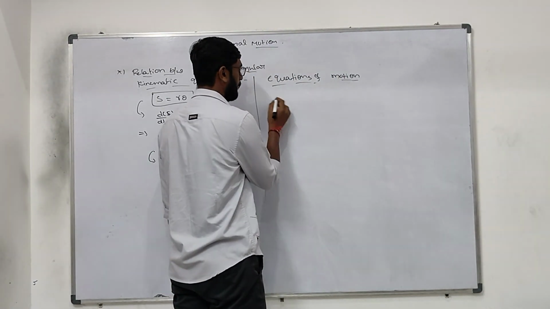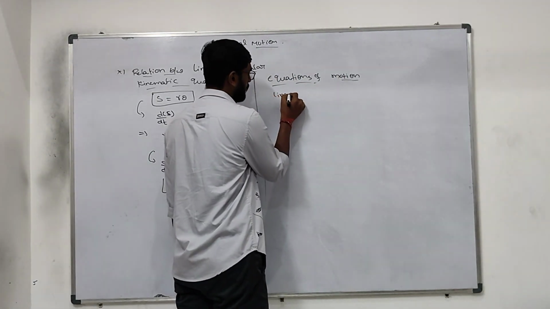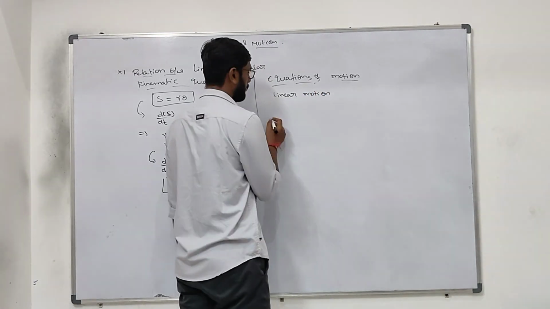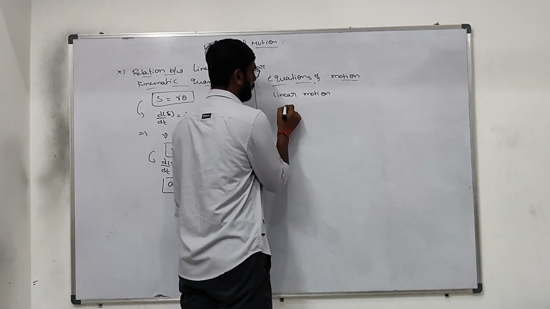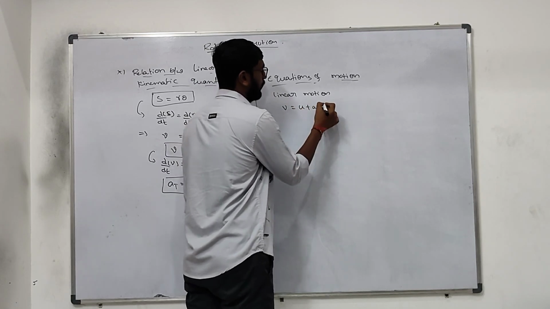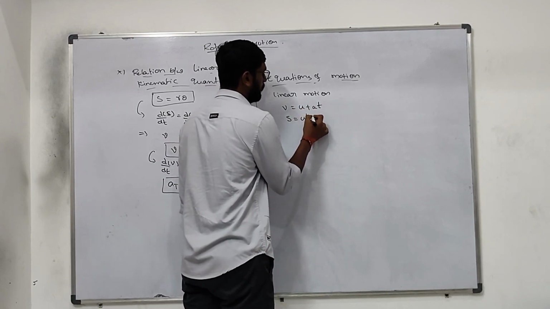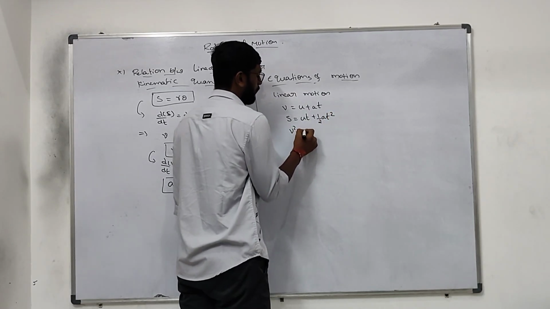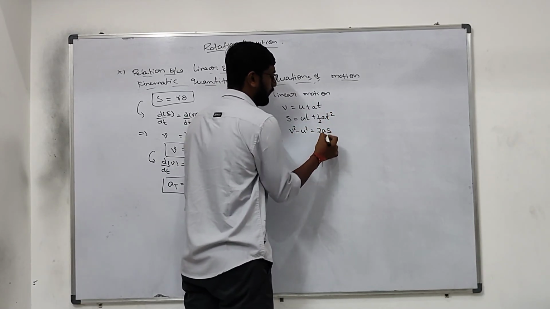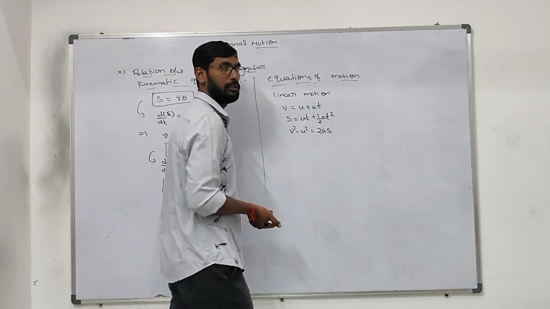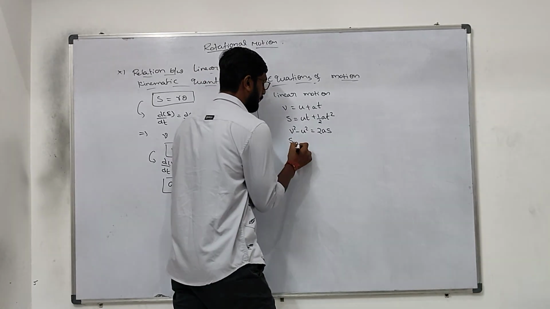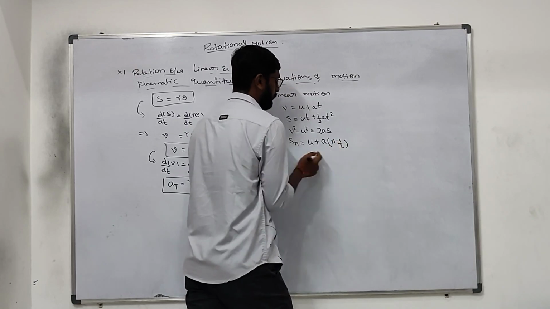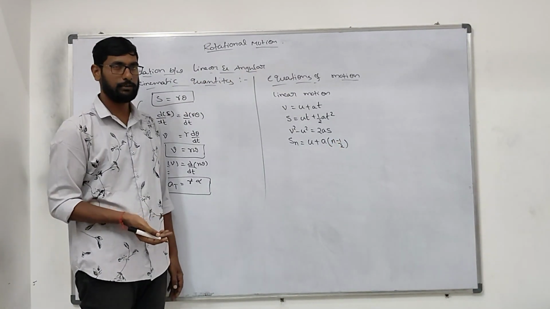Now, in linear motion, we have four equations. One is v equals u plus at. The other one is s equals ut plus half at square. The next one is v square minus u square equals 2as. What is the next one? Sn equals u plus a into (n minus 1) by 2. This is the displacement in the nth second.